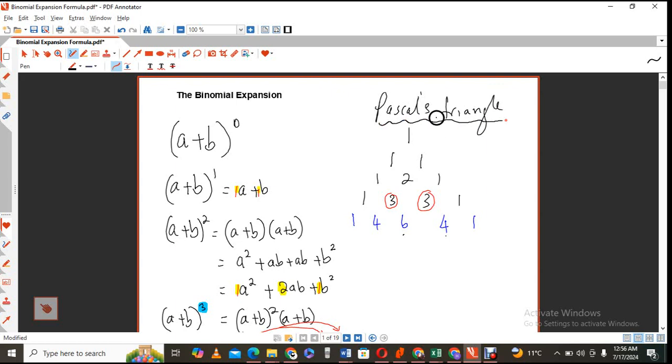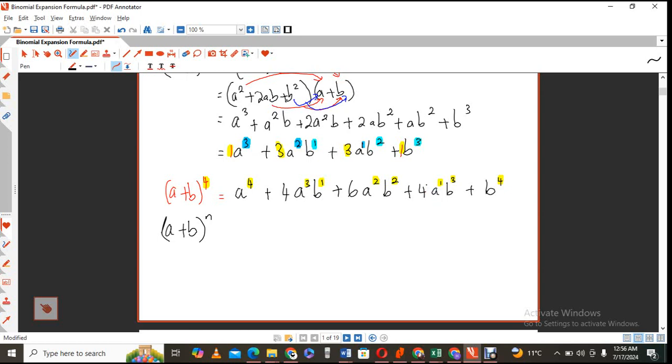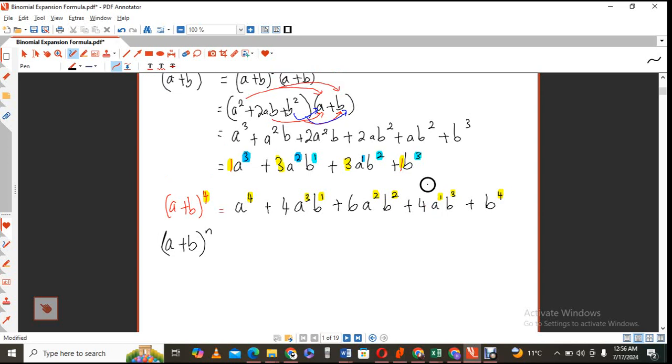Right, so when you get a general question, they ask you to write down the first three terms. Well, you can find it by using Pascal's triangle, of course, if you have that time to waste. So what is it that we know?